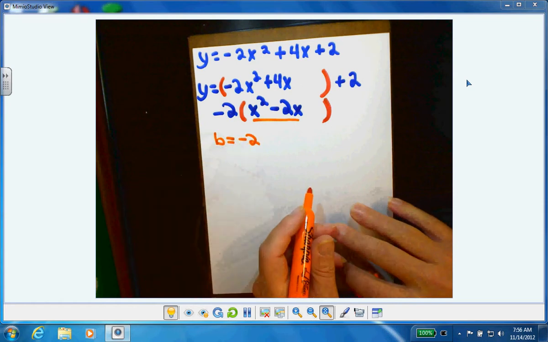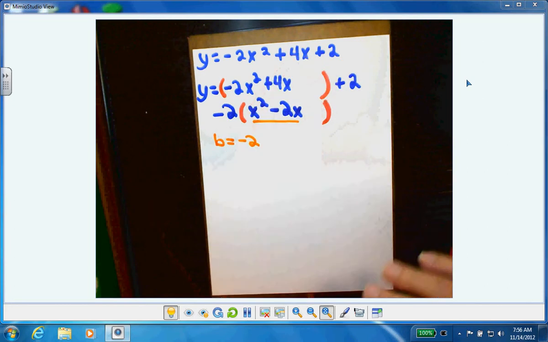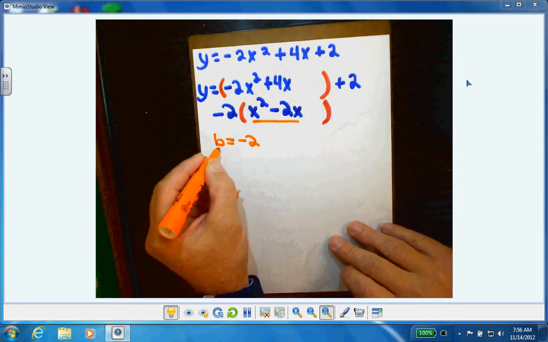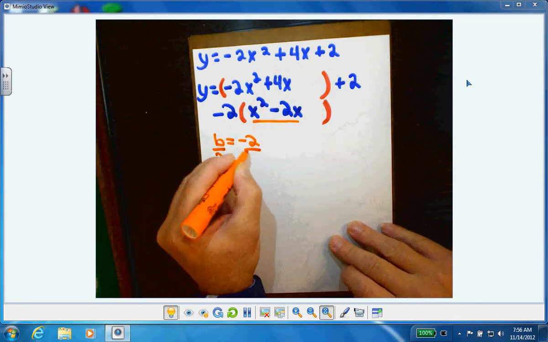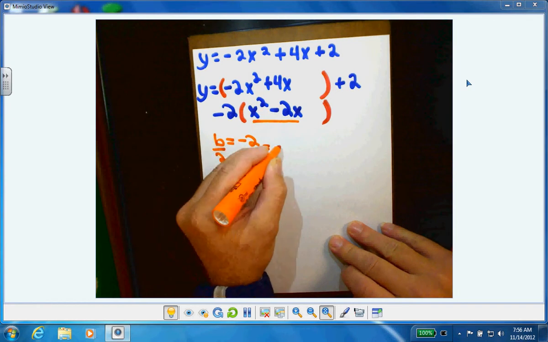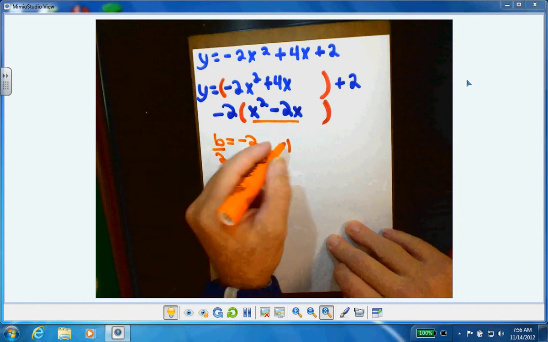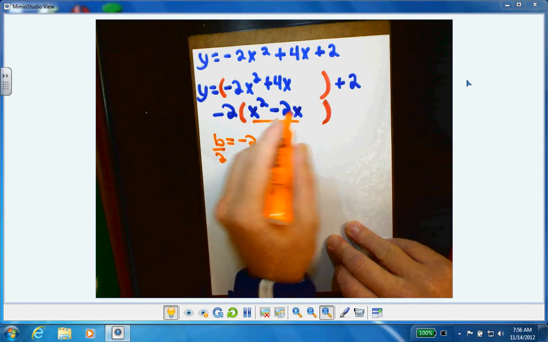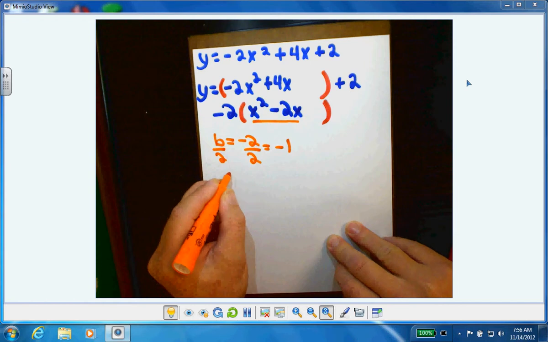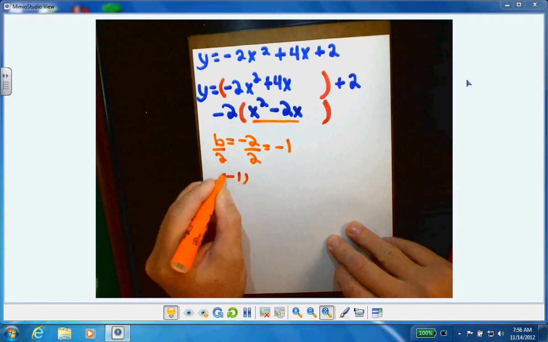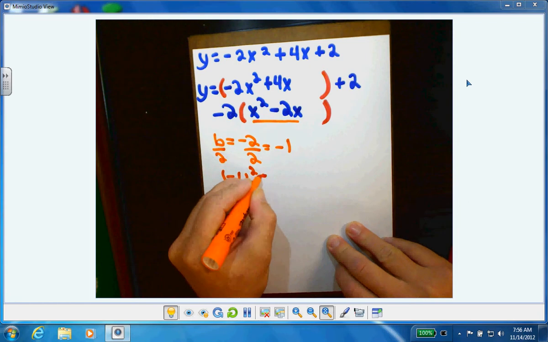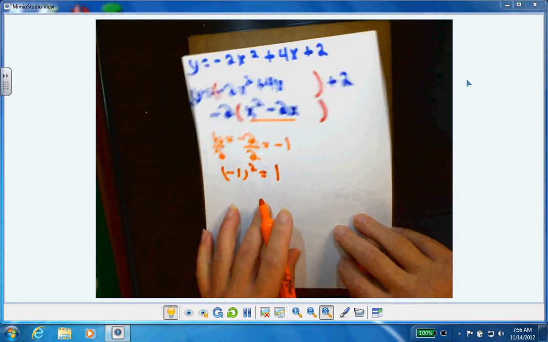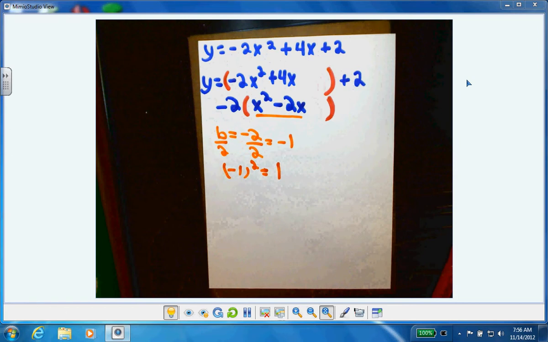The way I'm going to find that other number to add in there is to divide my b by 2, and I'm going to get -1. Now, do y'all remember what we do with this -1? Remember, we have to square it so I can figure out what number goes right there. So I'm going to take -1 to the 2nd power, square it, and I'm going to get 1. And so now I have a +1 that I'm putting right in here.